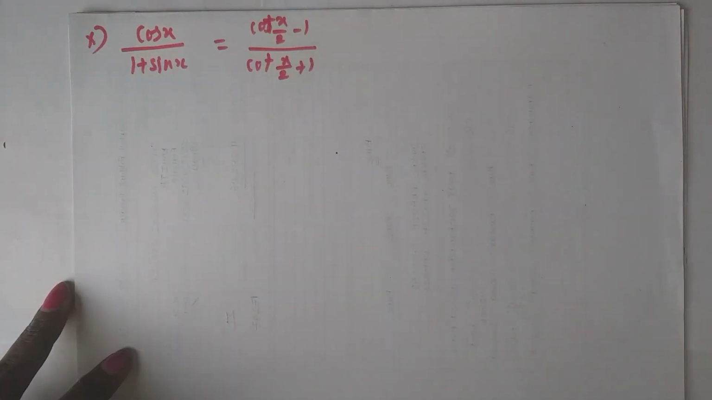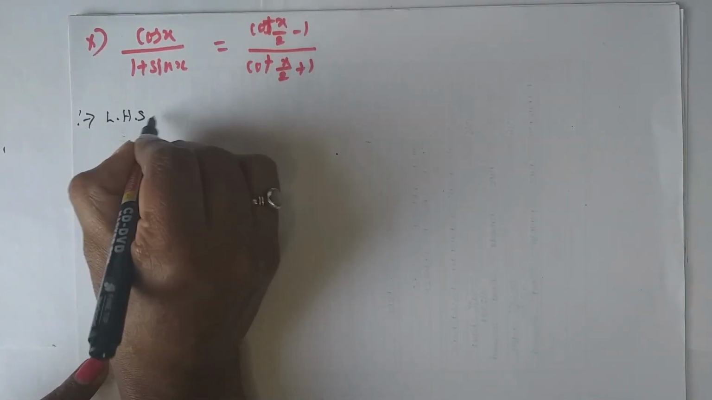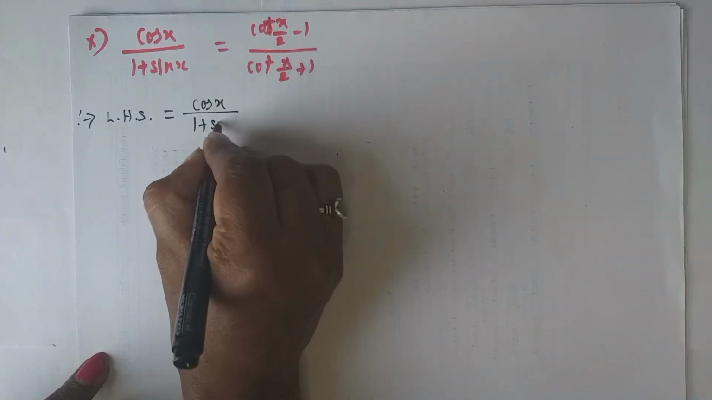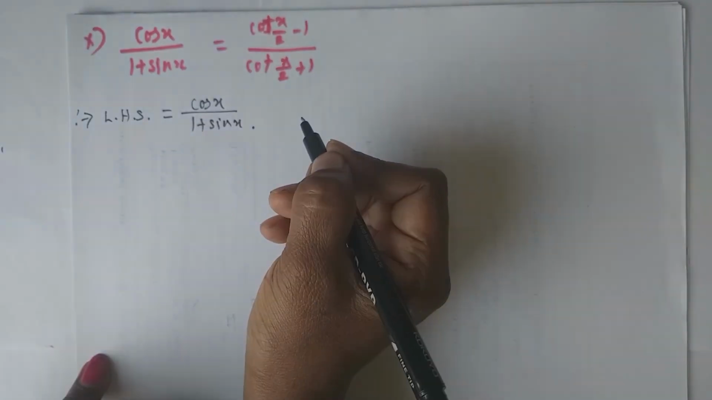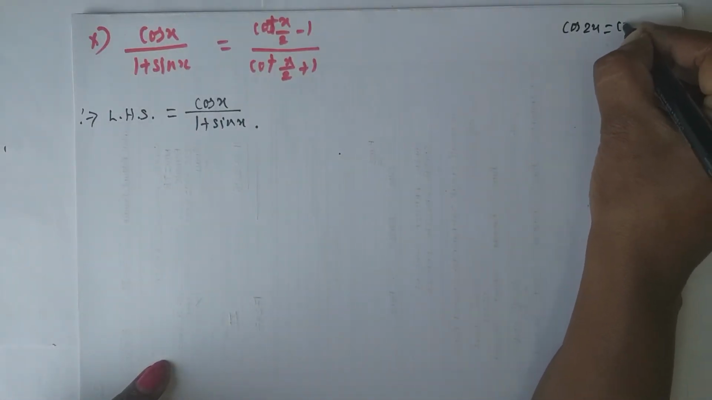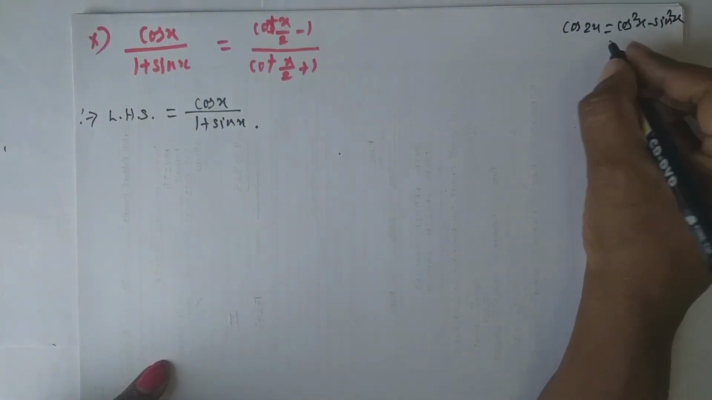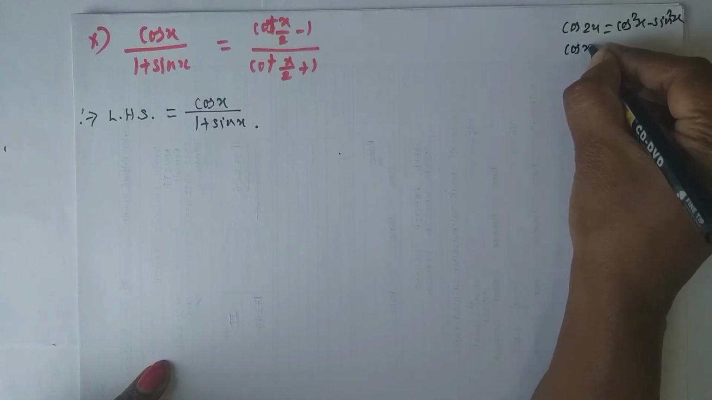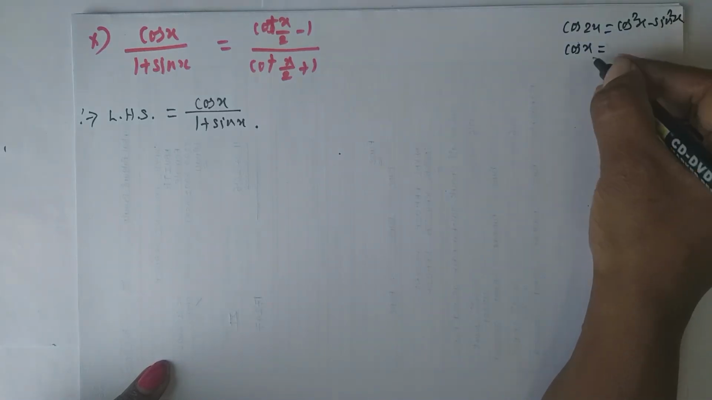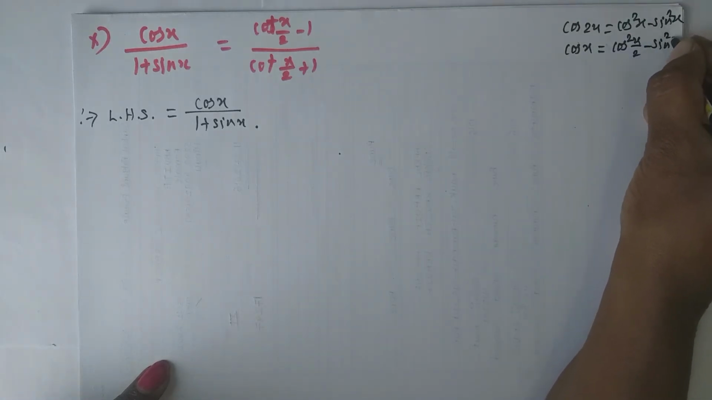What is this? Cos x divided by 1 plus sin x is equal to cot x by 2 minus 1 divided by cot x by 2 plus 1. Again here you write down the left hand side as it is in the solution and try to simplify, it is equal to the right hand side. Now here I know the formula for cos 2x is cos square x minus sin square x. And from this formula, I have derived the half angle formula in our previous lecture. That is, if there is angle 2x, then here is x. If here is angle x, then here will be cos square x by 2 minus sin square x by 2.